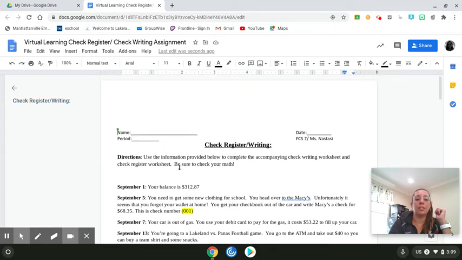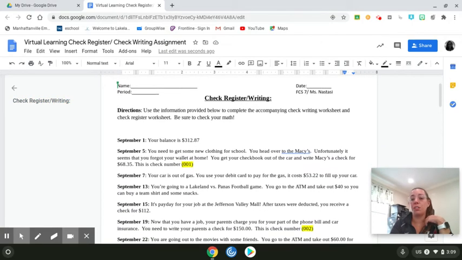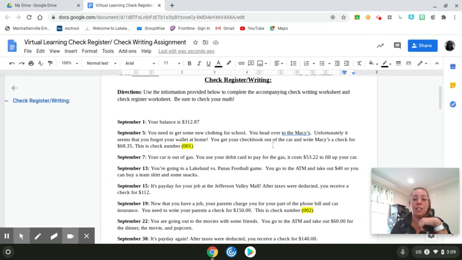So let's scroll up. We'll do the second one now. September 5th. You need to get some new clothing for school. You head on over to Macy's. You forgot your wallet at home, so you get your checkbook out of your car and you write Macy's a check for $68.35. This is check 001.